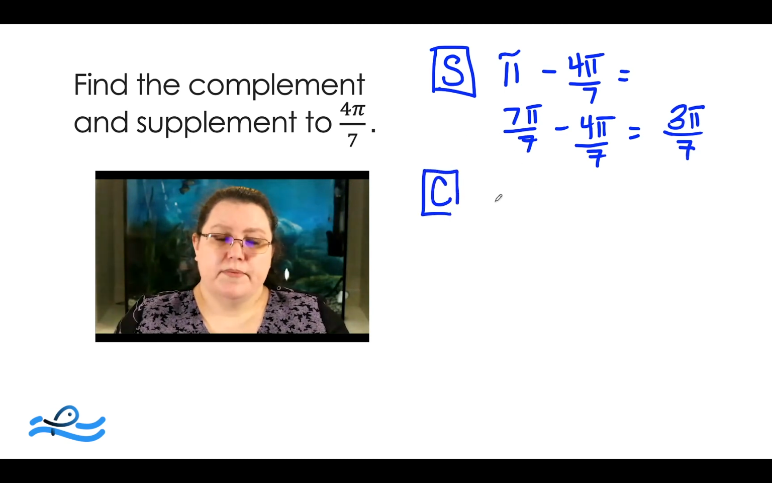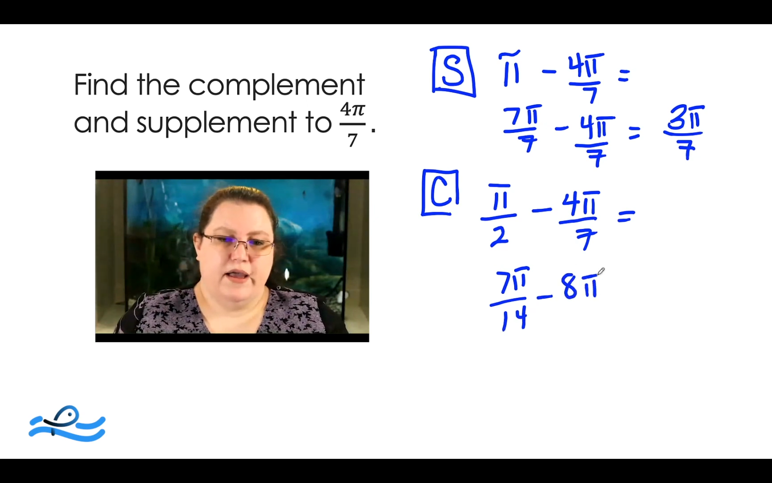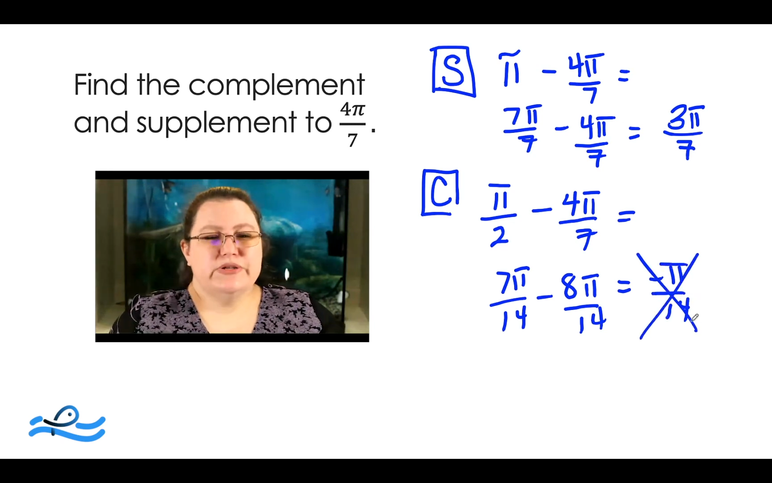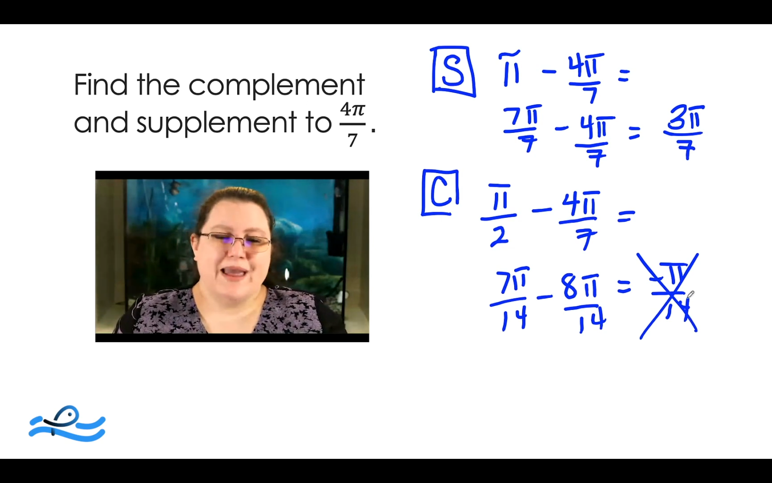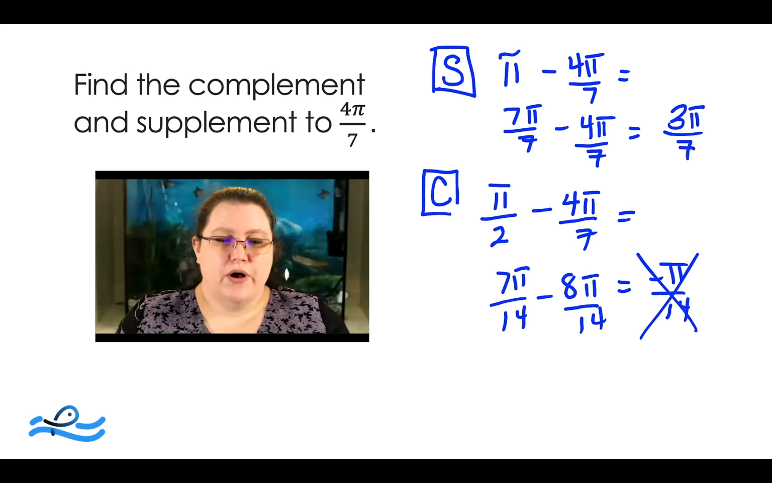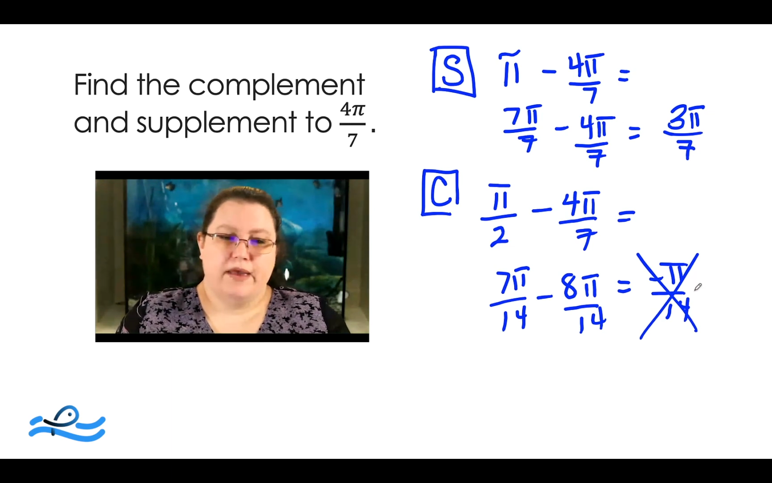Now I'd like to find the complement. To find the complement, I subtract from pi over 2. Pi over 2 minus 4 pi over 7 is the same thing as 7 pi over 14 minus 8 pi over 14. And that equals negative pi over 14. But when we're looking for complements and supplements, we want two positive angles. So since my answer here is a negative angle, that's actually not one of my valid answers. So this has no complement. You can have an angle with a supplement, but no complement if the angle is bigger than pi over 2.